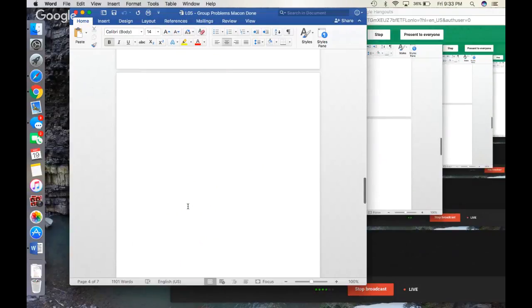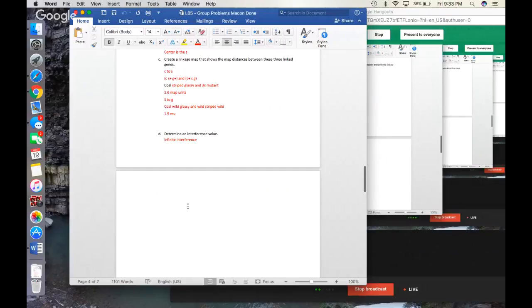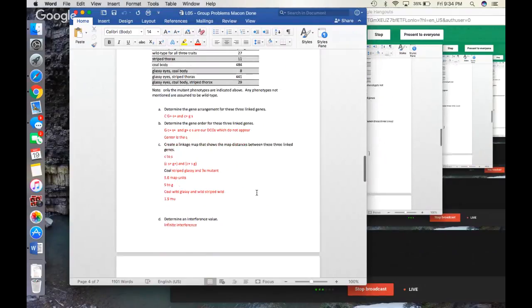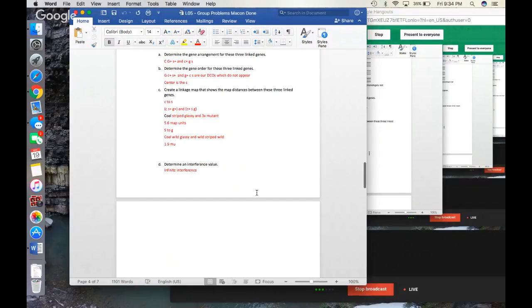So then that creates our interference value. The interference value is going to be 100%, because we're going to divide 0 offspring, since we only have 6 progeny genotypes here, and we're supposed to have 8. So there's 2 that have 0 progeny. So we're going to divide the 0 by our C number of 1, and that's going to create a 100% interference value.